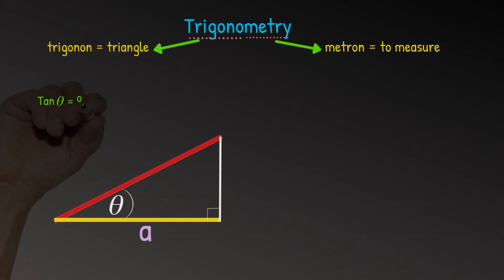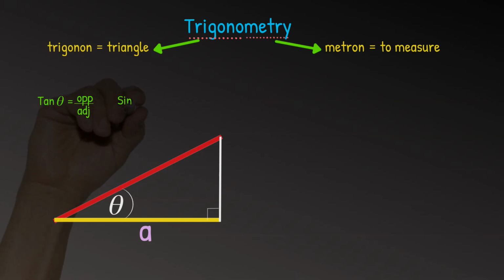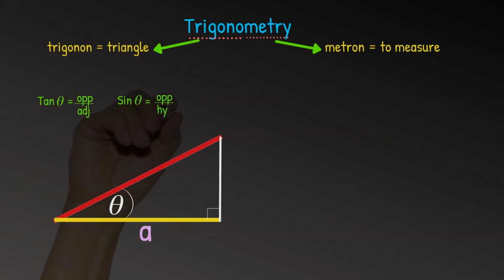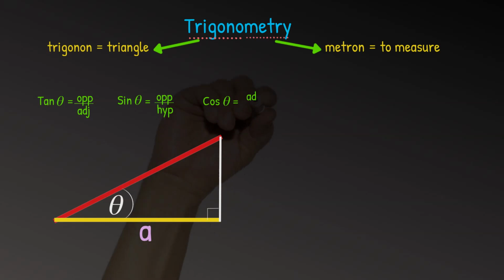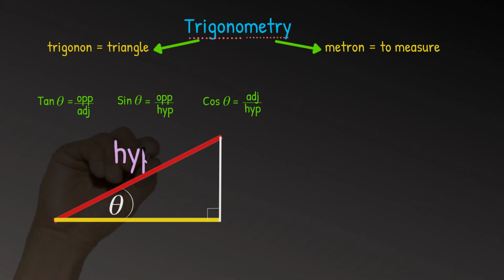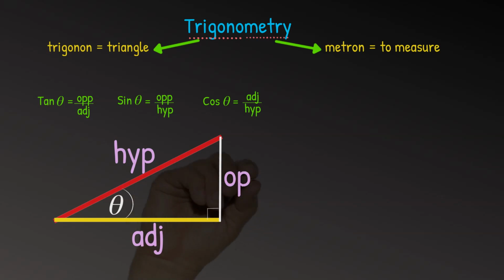The tan of theta is opposite over adjacent, the sine of theta is opposite over hypotenuse, and cosine of theta is adjacent over hypotenuse. But what do these mean? Well, in a right-angled triangle, the longest side is the hypotenuse. The side that is next to the angle is called the adjacent side, and the side opposite the angle is called the opposite side. But how can we memorize these equations easily?